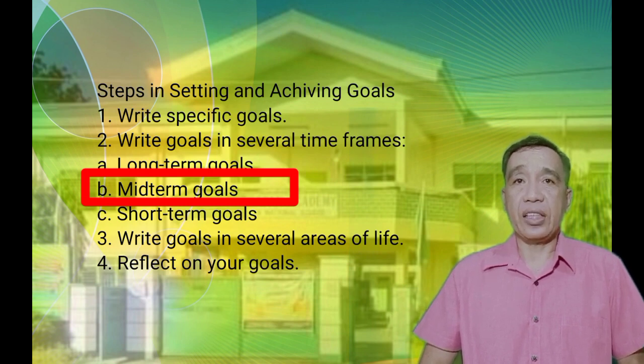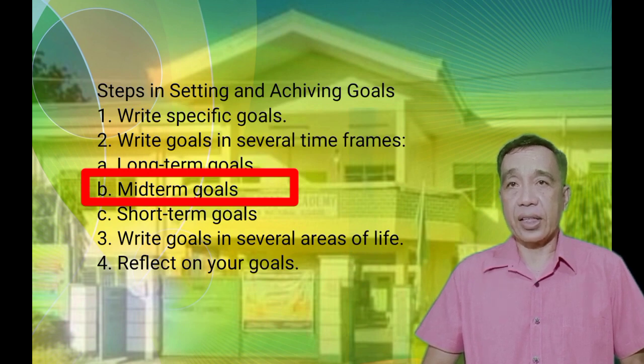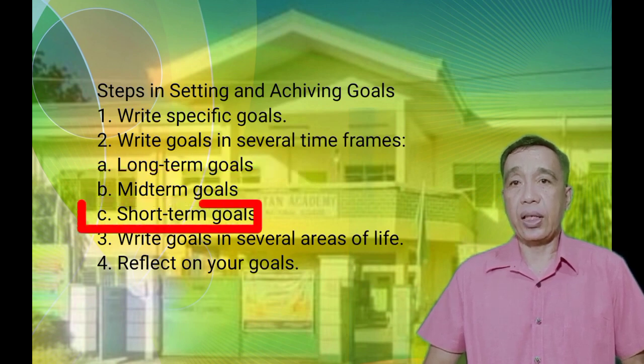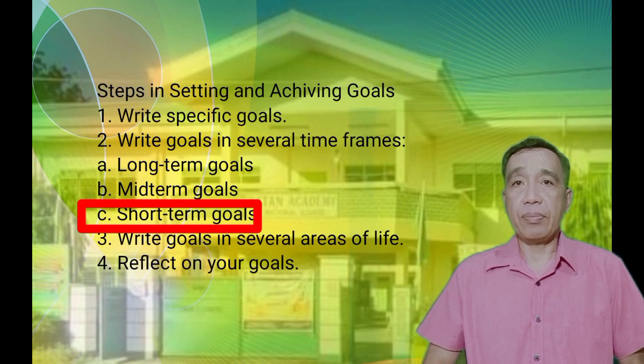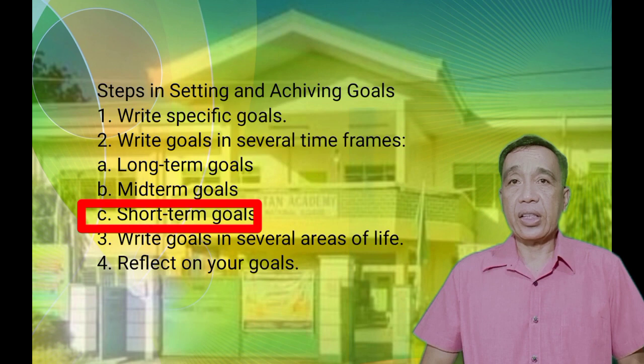Letter B. Midterm goals. These can be achieved between the short-term and long-term goals. These goals support your long-term goals. These objectives can be accomplished between 1 to 5 years. For example, I will finish senior high school. Letter C. Short-term goals. These can be accomplished typically in less than a year. These goals are more specific achievements.